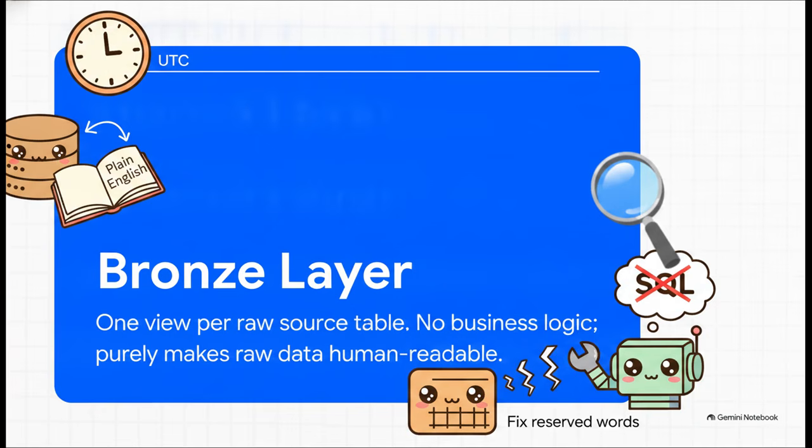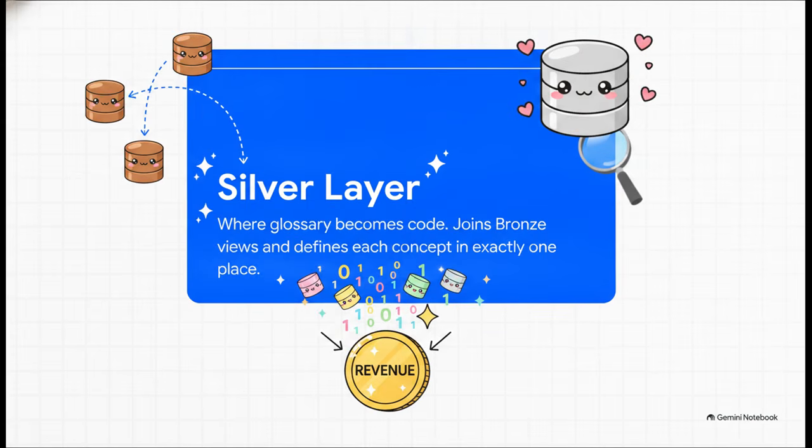This is just where timestamps get standardized to UTC, cryptic column names are translated into plain English, and SQL-reserved words are fixed so they don't break things later on. Next is the silver layer, which is all about business logic. This is where the magic happens, folks. This is where your metric glossary actually becomes code.